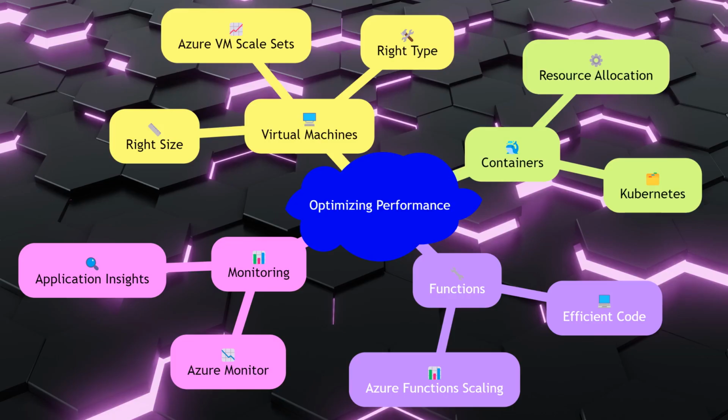Optimizing performance involves selecting the right compute type and configuring it appropriately. For VMs, choose the right size and type based on your workload requirements. Use features like Azure VM Scale Sets for automatic scaling. For containers, optimize resource allocation and use orchestration tools like Kubernetes to manage scaling and availability. For functions, ensure that your code is efficient and leverages Azure Functions scaling capabilities. Monitor performance using Azure Monitor and Application Insights to identify and address bottlenecks.